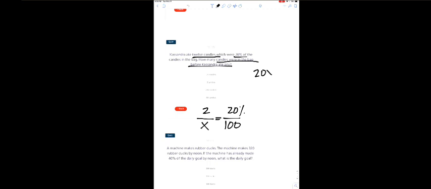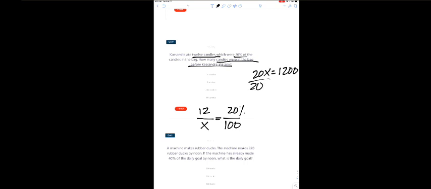20 times x is 20x. 2 times 100 is 200. And I'm going to divide by 20. I'm eliminating a zero that they have in common. Oh, just realized what I did. I erased a number by accident. 12. Let's try it again. 20 times x is 20x. 12 times 100 is 1200. There we go. Those numbers make more sense.